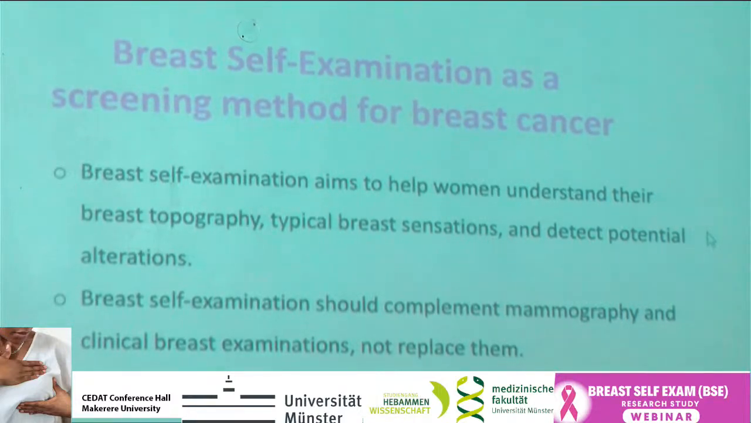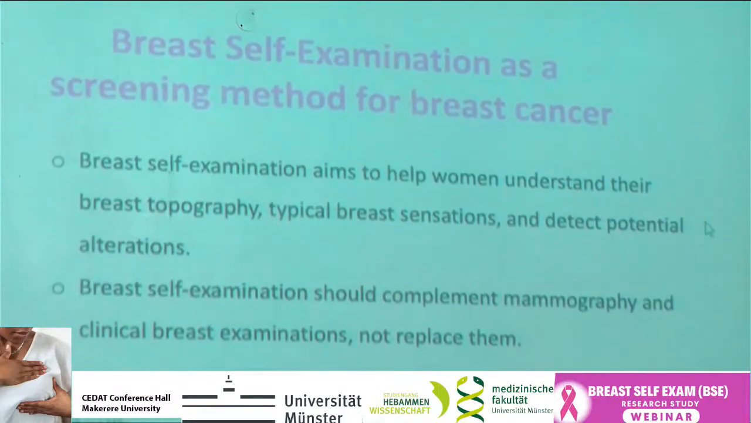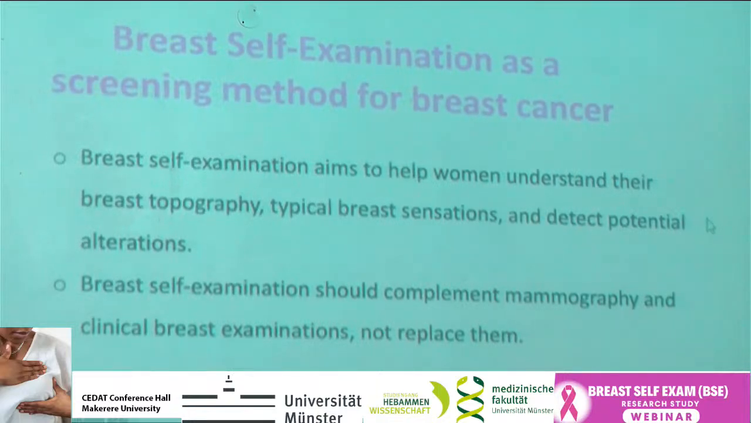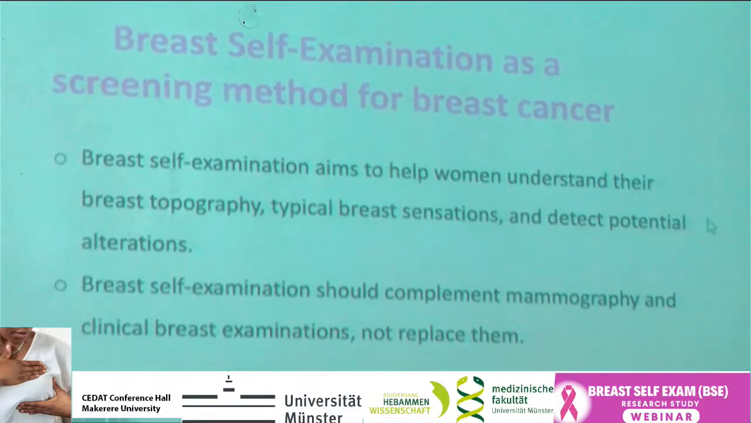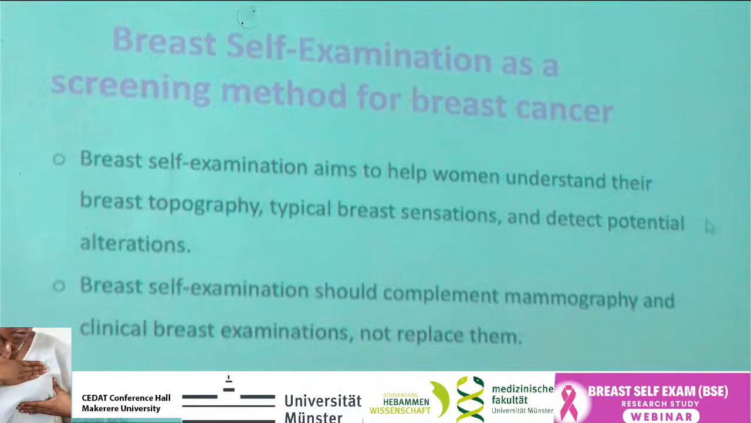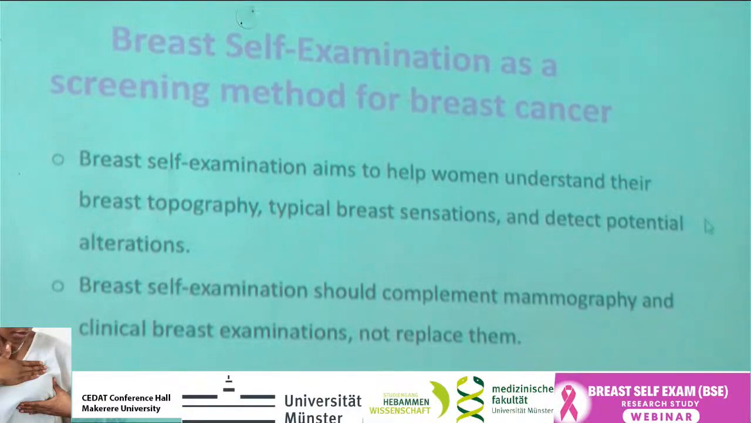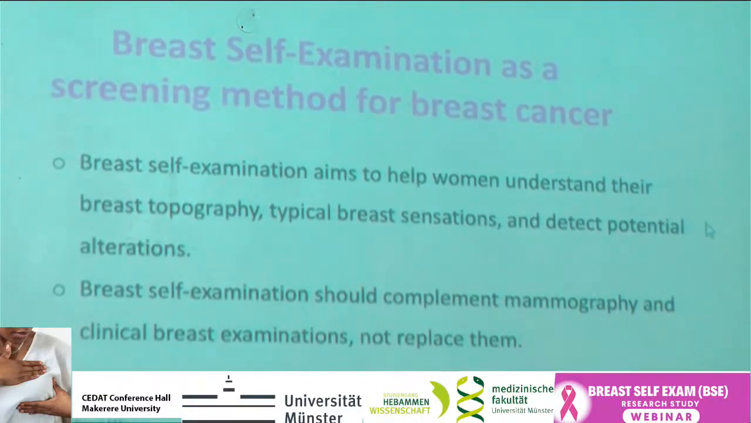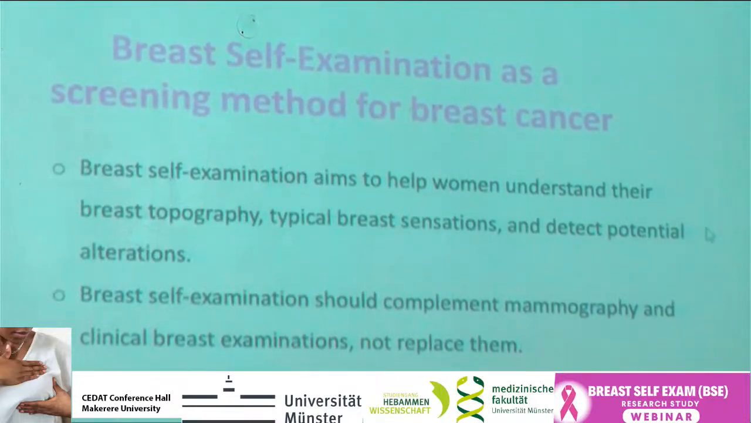Breast self-examination should complement mammography and clinical examination, not replace it. Which means breast self-examination is not the only way to screen for breast cancer, but rather there are others. In Uganda currently, and globally, the gold standard for screening for breast cancer is mammography.